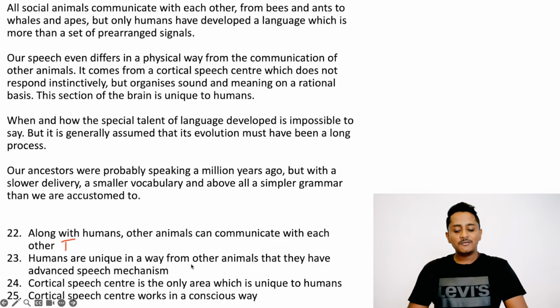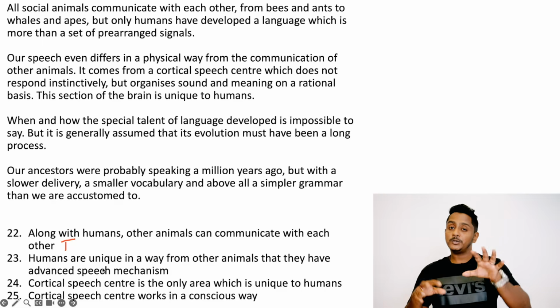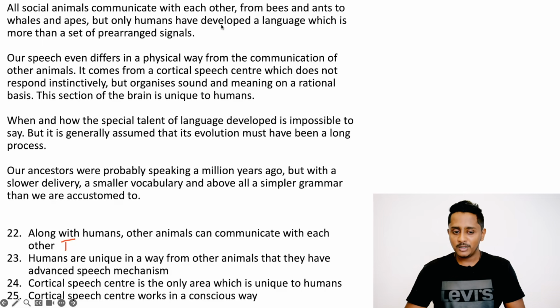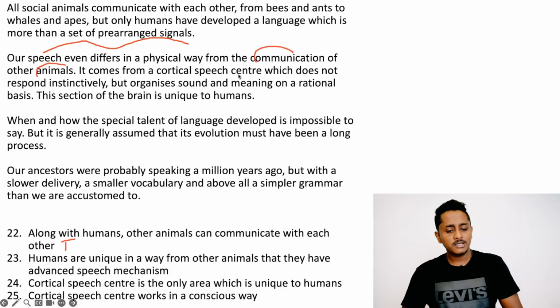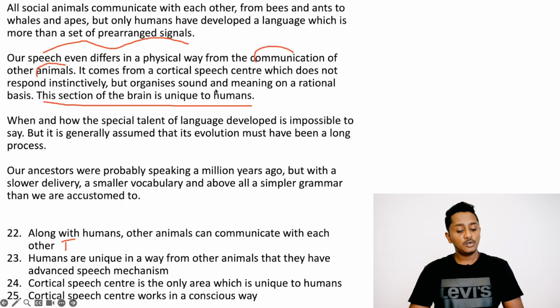Humans are unique in a way from other animals in that they have an advanced speech mechanism. That's a comparison between humans and other animals. Let's talk about it. Our speech even differs in a physical way from the communication of other animals. It comes from a cortical speech center which does not respond instinctively but organizes sound and meaning on a rational basis. This section of the brain is unique to humans.